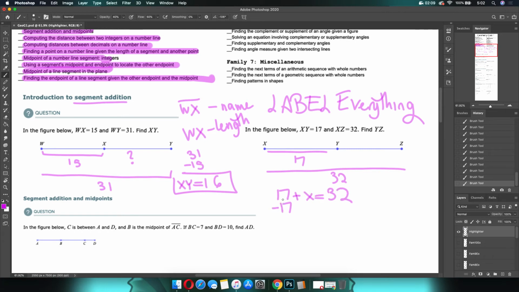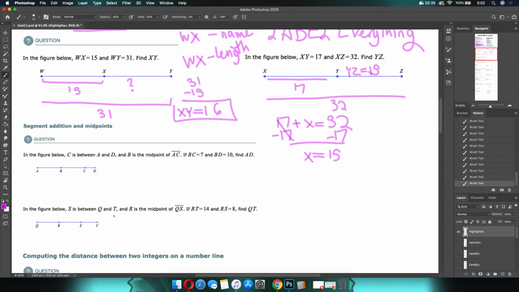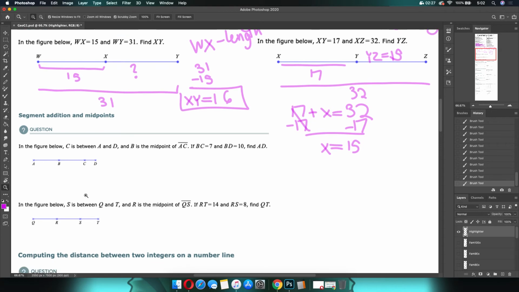So minus 17, minus 17, x equals 15. So YZ equals 15 units, whatever those units are. Now that's pretty light fare for now, so let's actually tick it up again and give us some bigger, or smaller in this case, examples.